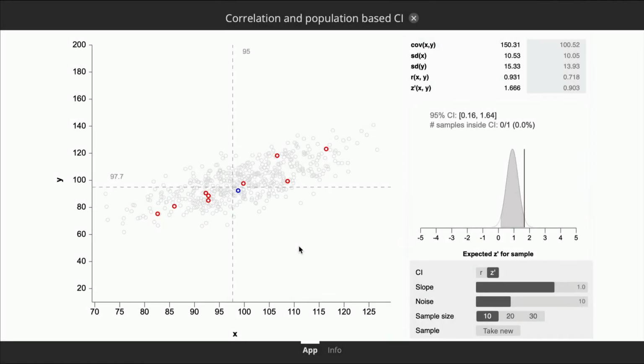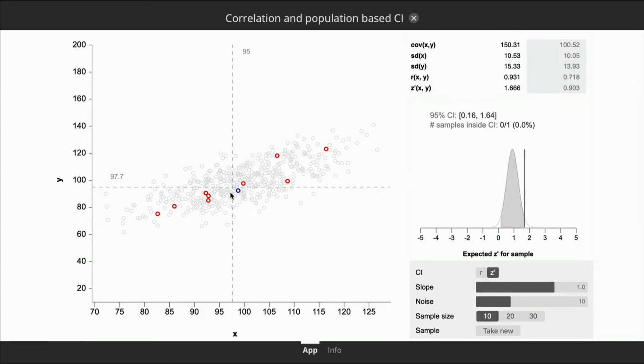This app helps to understand the correlation, which is kind of normalized covariance, right? You can see this plot, which is identical to the plot that you have seen in the previous app, if you had a chance to look at it. And you can see that we have a kind of linear trend between X and Y. The gray points are population points, the colorized points are points of our sample.